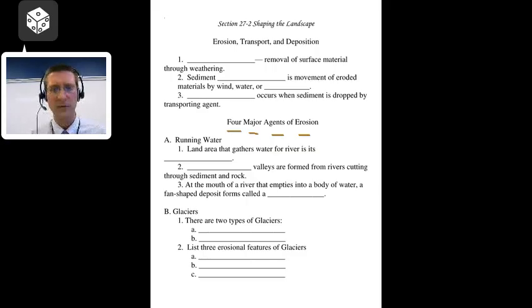All right, so let's get to the four major agents of erosion. And it also has some additional pictures that kind of go with this as well. So capital letter A, running water. The land area that gathers water for its river is called a drainage basin. And I'll give you a good example of a drainage basin.